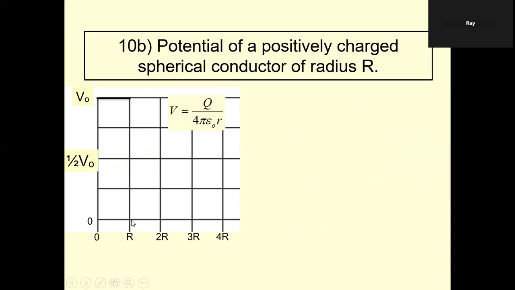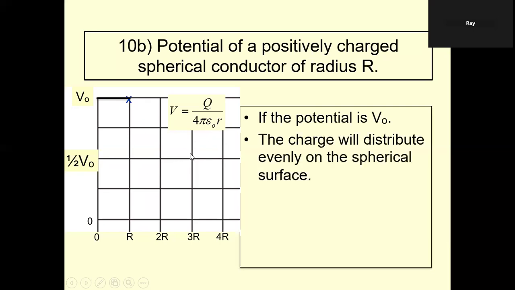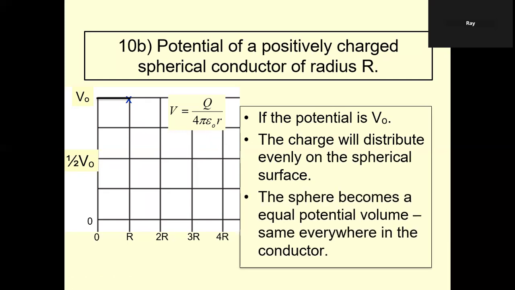So it's like gravitational field. It's 1 over R. So you divide by 2R. If the potential is V naught, the charge will be distributed evenly on the spherical surface. Electric field is zero, potential is the same, so that's why the charge doesn't move anymore. The sphere becomes an equal potential volume, same everywhere in the conductor. That's why we draw a point there.